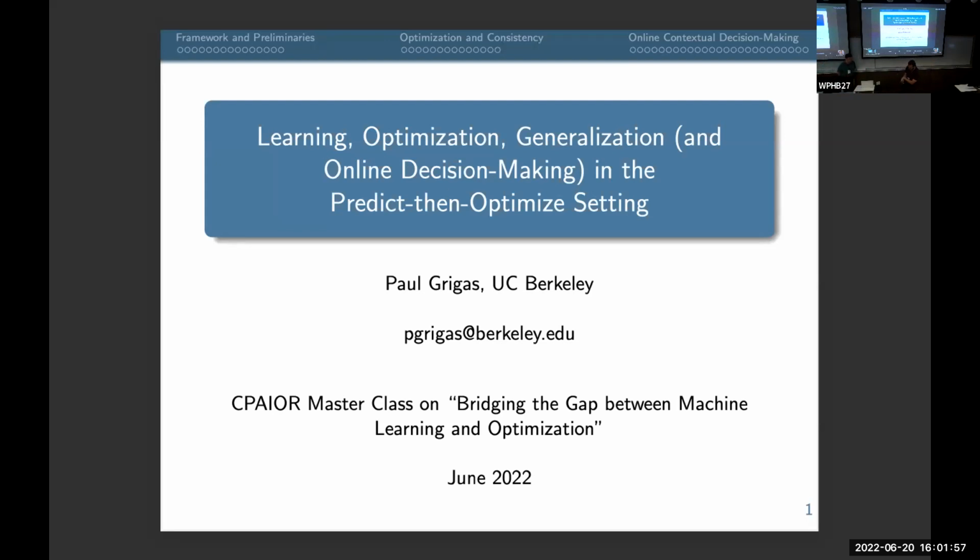Paul is a graduate of MIT and on the faculty at Berkeley IOR, a recipient of several awards like the Optimization Society Student Paper Prize and the INFORMS Paper Prize. And he'll talk to us today about his work in the predict-and-optimize setting.